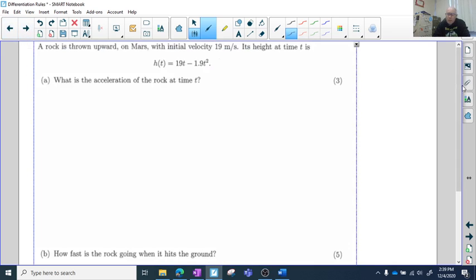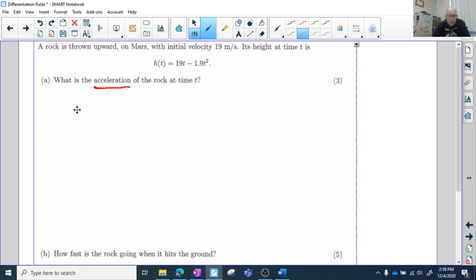So I grabbed a couple of examples off of old tests just for us to use. This one was off a, I believe it was a UMB exam, if I remember right. Let's see what they ask. It says a rock is thrown upward on Mars with an initial velocity of 19 meters per second. Its height, so this is a height function. It says, what is the acceleration of the rock at time t?